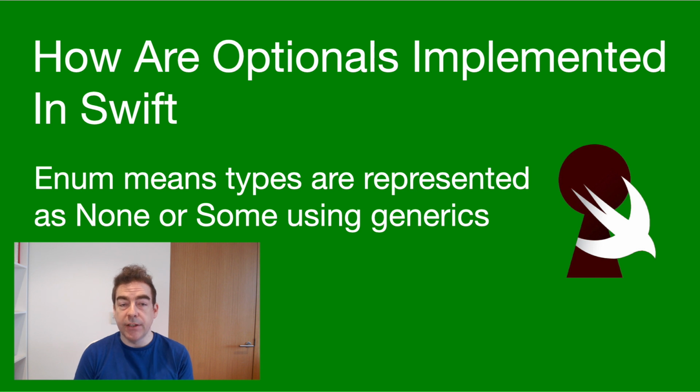So a common question is, how might optionals be implemented in Swift? Or a variation is, how does Apple implement optionals in Swift? And the answer is an enum: you either have none or some of a type. So there's an opportunity to use generics there and to talk about generics. And Apple certainly do that, and you can see that because the Swift source code is open source.